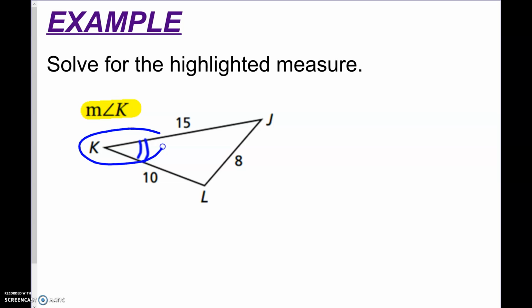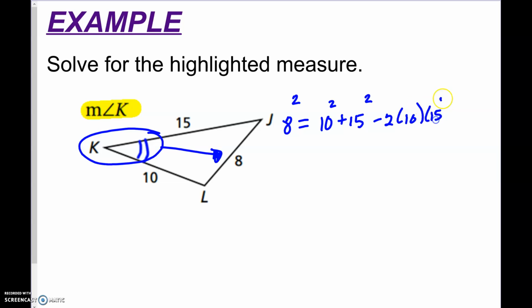So remember, the bookends need to be the angle and the side that it is. So I'm going to set it up: 8 squared equals 10 squared plus 15 squared minus 2 times 10 times 15, and now I'm going to have the cosine of k. So this one we're actually going to have to probably write some stuff down. We cannot just put this into your calculator.